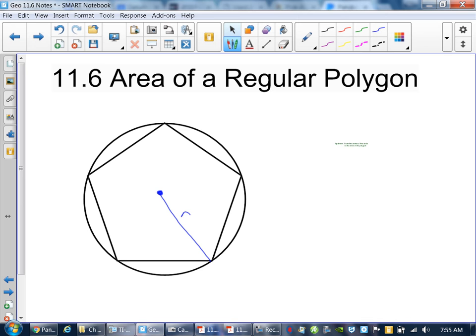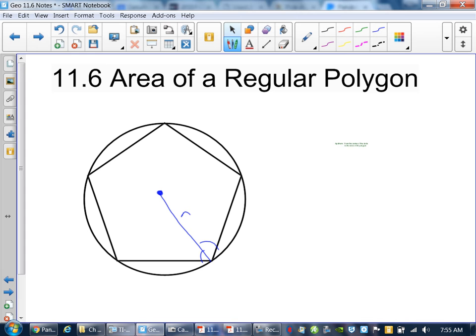Now, this radius actually bisects that angle. No matter what, with any regular polygon, a radius drawn to an angle will always bisect it. Whether it's a triangle, a square, pentagon, hexagon, 30-gon, whatever, that radius will always cut that angle in half.